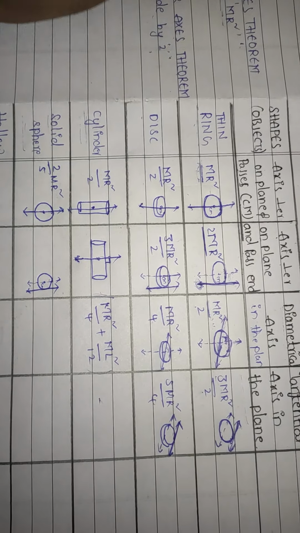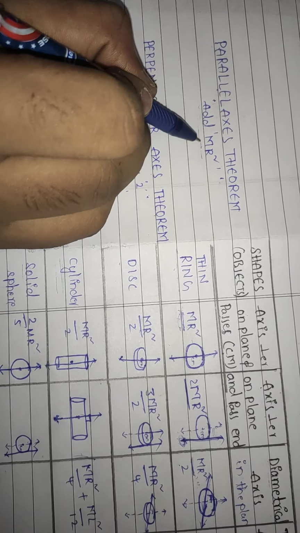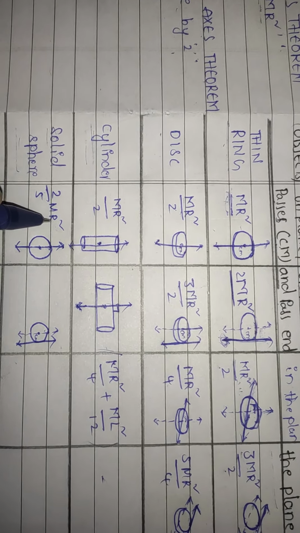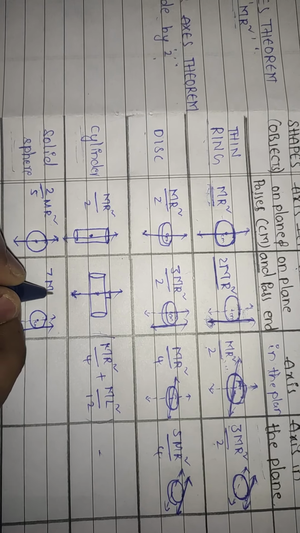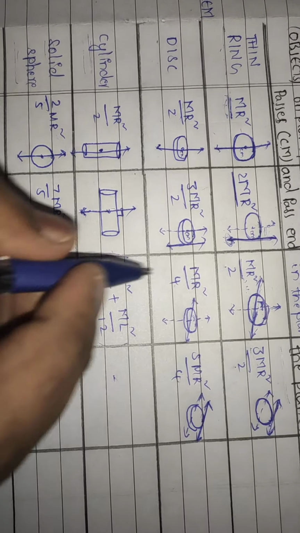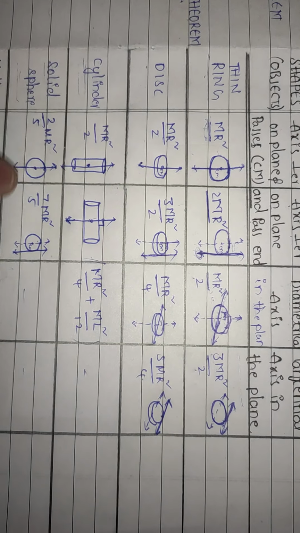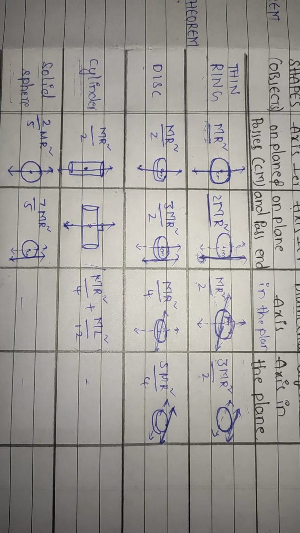Now we have to apply the parallel axis theorem again. Add mr square to the first one. The first one is 2 by 5 mr square. If we add mr square to it, it will become 7 mr square by 5, right? These are negligible because the diametrical axis and the tangential axis also, this is only a diagram, because the solid sphere is a 3D shape, no? That's why.